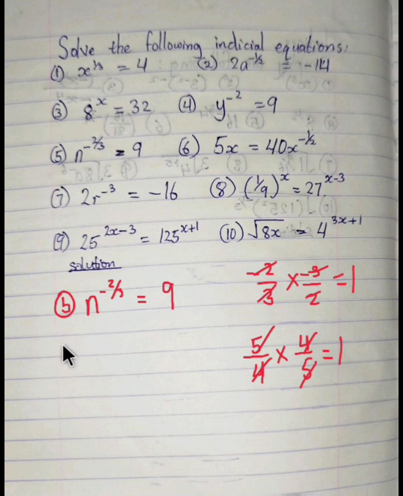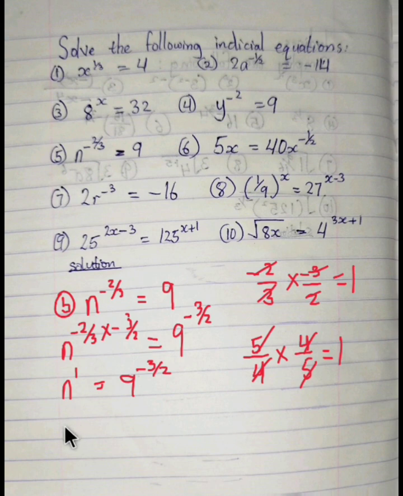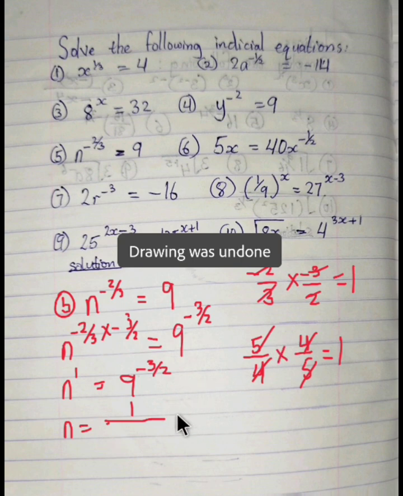So now in the equation we have n raised to the power 2 over 3 times 3 over 2 is equal to 9 raised to the power 3 over 2. So n raised to the power 1, because all this is going to be 1, is 9 raised to the power 3 over 2. Before we do this, I think I have to show the step in order for us to understand better. It is 9 raised to the power 3 over 2.